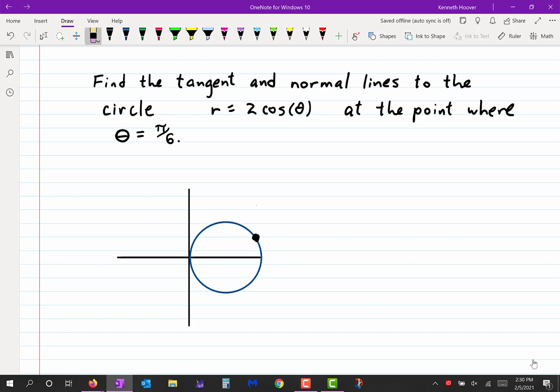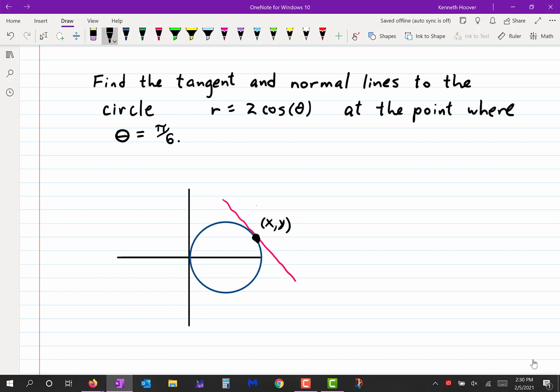Now, we want to find the tangent line. Let's draw that in red here. The tangent line. Lines are straight, they're not round. So rectangular coordinates are better for lines than polar coordinates are. So I would like to find this point in rectangular coordinates. And that's easy to do.